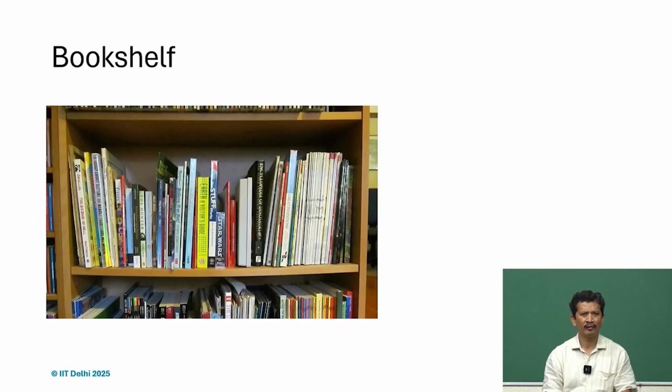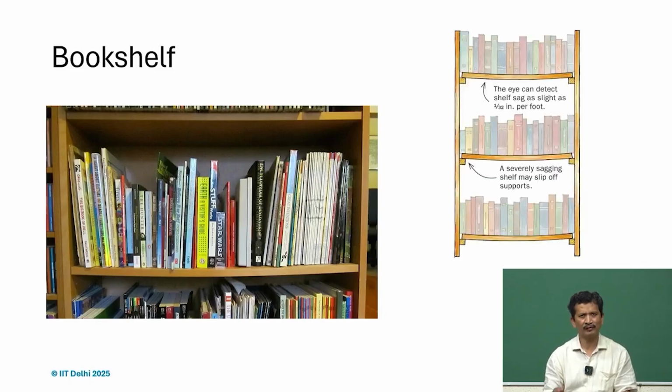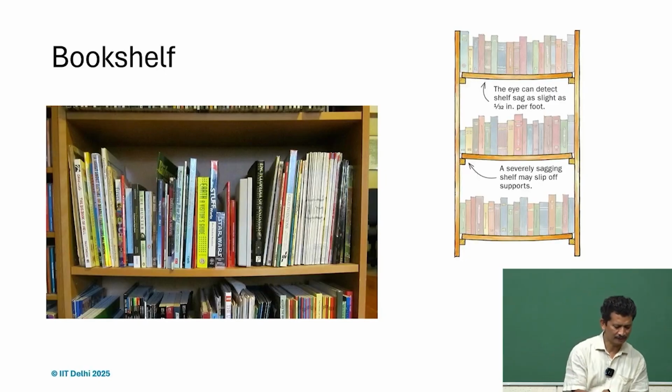So, a very simple example, and I think we have this kind of bookshelf at our home. What we realize is that it's fully functional. It does not create any problem, but at the same time we also realize that aesthetically it does not look good, and the obvious reason is the sagging we see here.